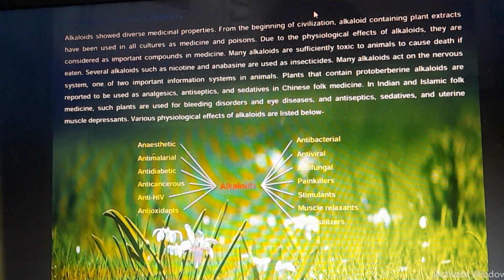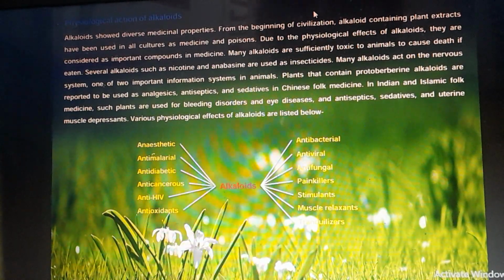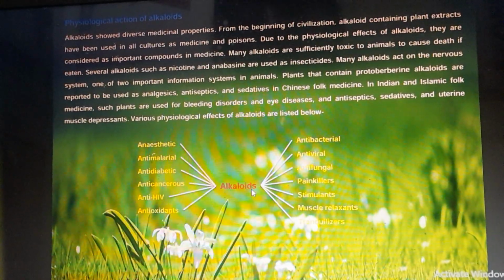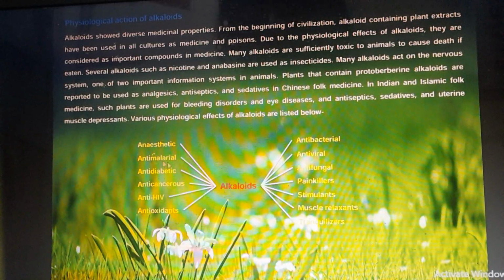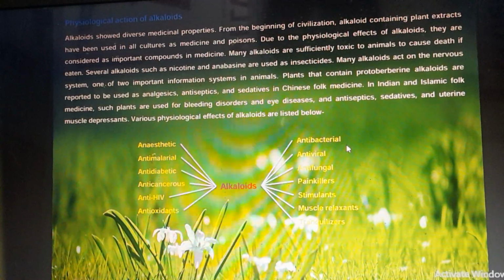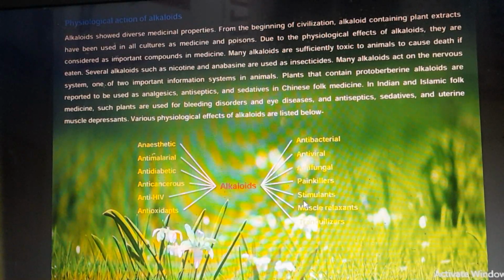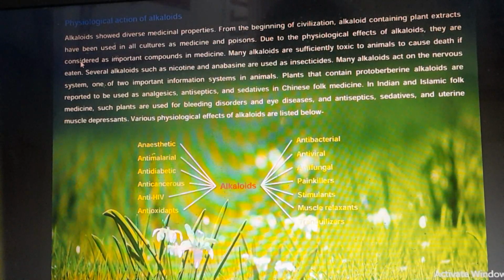Now, it is very important to discuss the physiological action of alkaloids. In short, you can see the multiple arrows with the alkaloids. This shows the physiological actions of alkaloids: anesthetic, anti-malarial, anti-diabetic, anti-cancerous, anti-HIV, antioxidant, antibacterial, antiviral, antifungal, and painkillers, as well as stimulants, muscle relaxants, and tranquilizers. We will read the subjective part of it in detail in the next video.